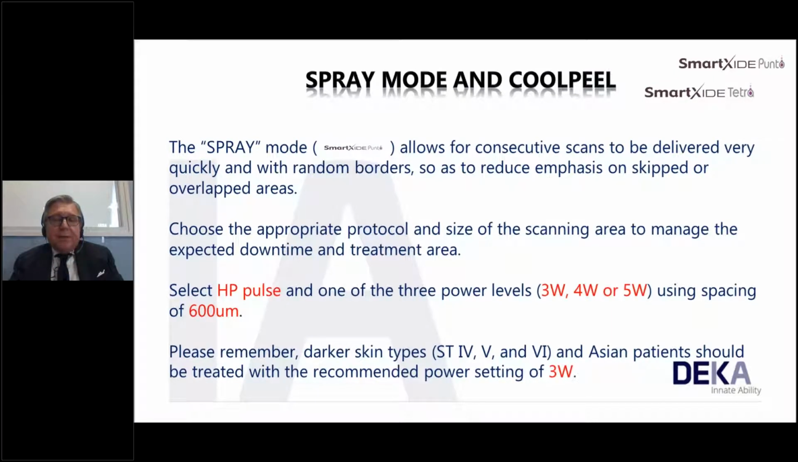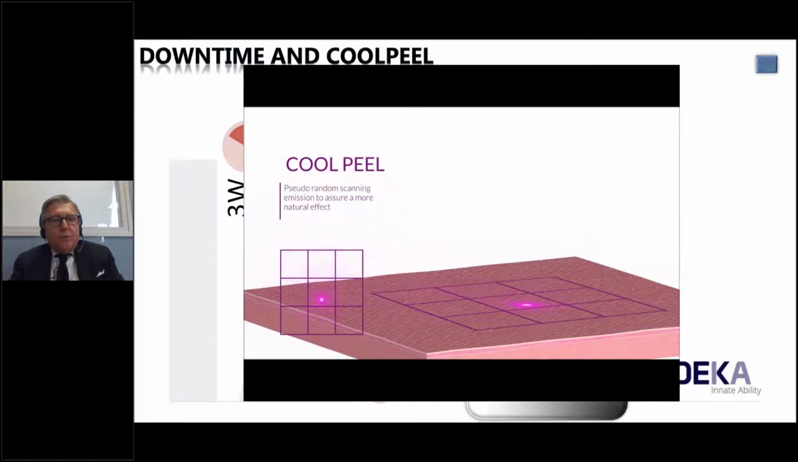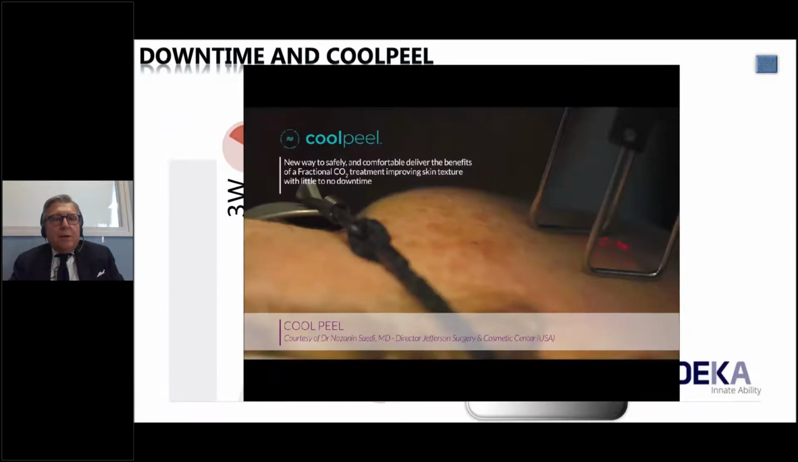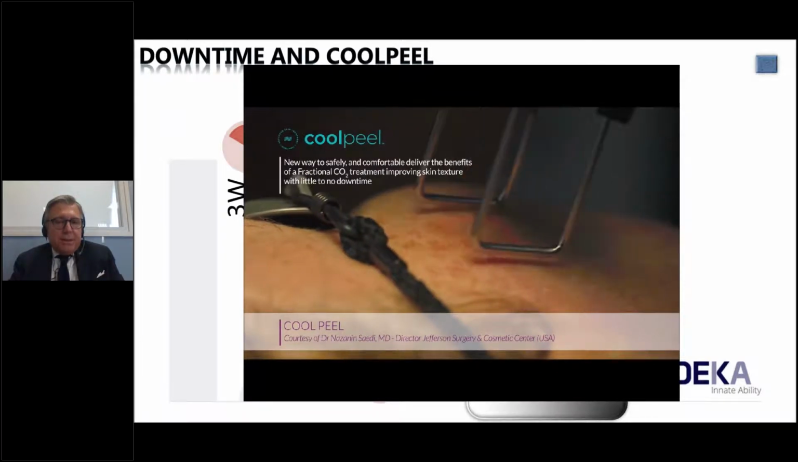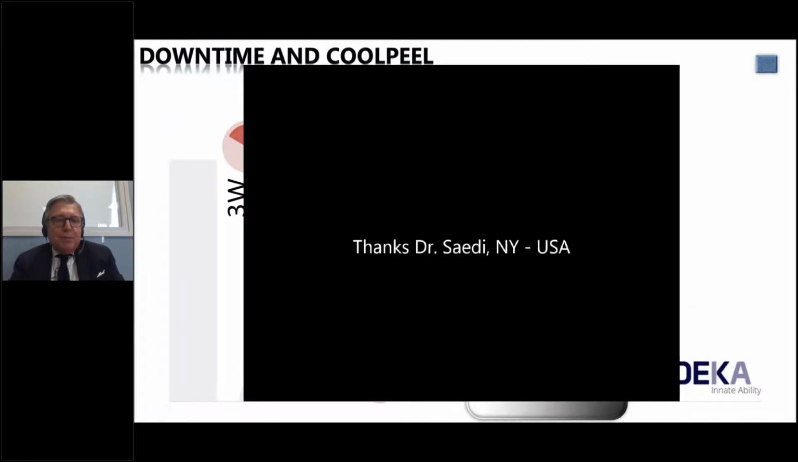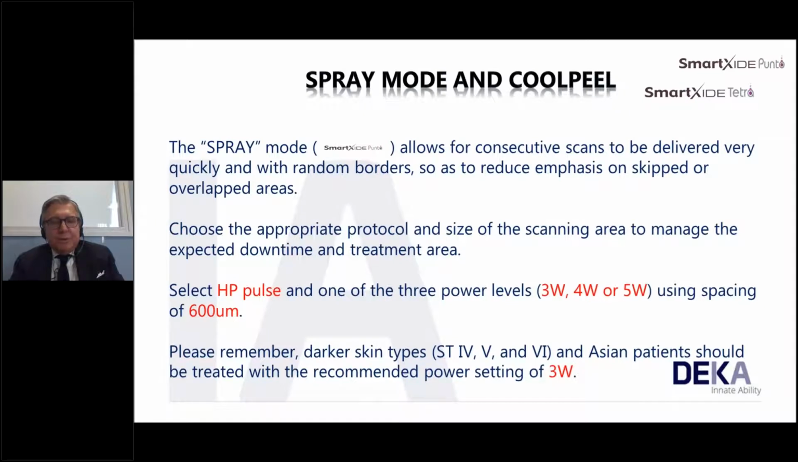We have different levels of softness in the usage. You see now the cool peeling. You have a pseudo random scanning, and the cool peel allows us to treat the skin very superficially. We are using HP mode. HP mode is the cold mode, you know, and we use it in particular in the cool peel.